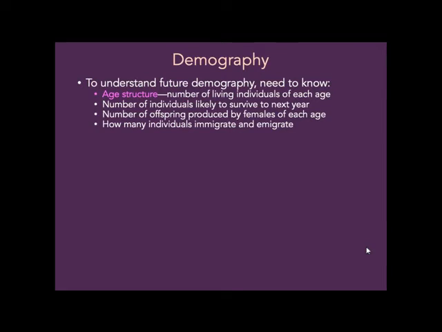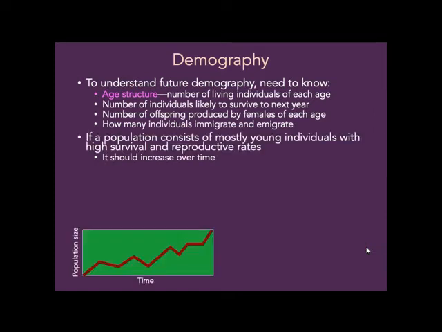We can tell the future demography based on a couple of things. We need to know the age structure, meaning the number of living individuals of each age. We need to figure out how many individuals are likely to survive from one year to the next, how many offspring are produced by females of each age, and how many individuals are likely to immigrate or emigrate. If you have a population that's made up of mostly young individuals with high survival and high reproductive rate, then you would expect the population to increase over time like this.